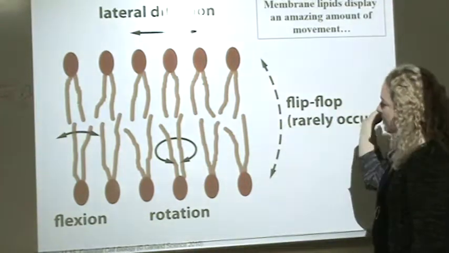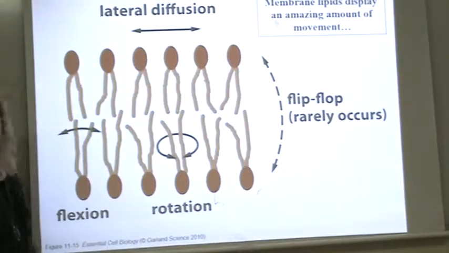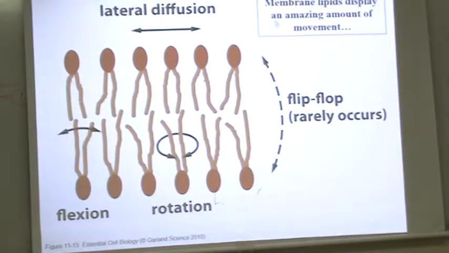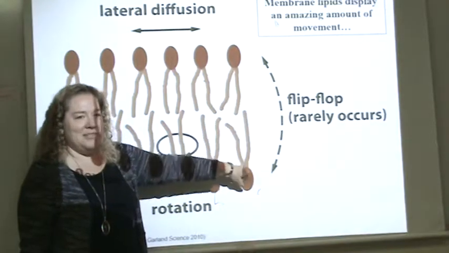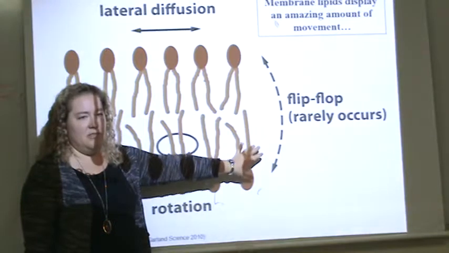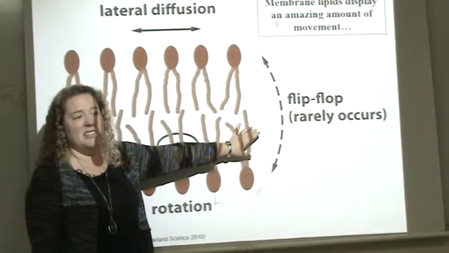Membrane lipids move laterally, they flex, they rotate a lot. They don't often flip-flop. Why would that be? Why do you need an enzyme to flip-flop? It takes energy. Yes. Why would it take energy? Why would they not do that on their own? To do that requires a hydrophilic head to pass through the massive hydrophobicity of the interior. That's highly energetically unlikely without an enzyme to force it.